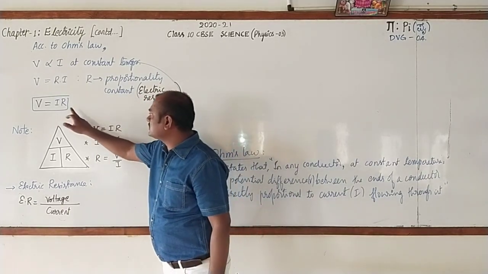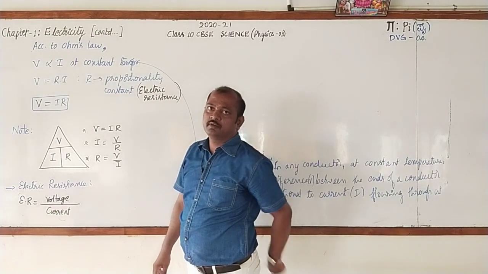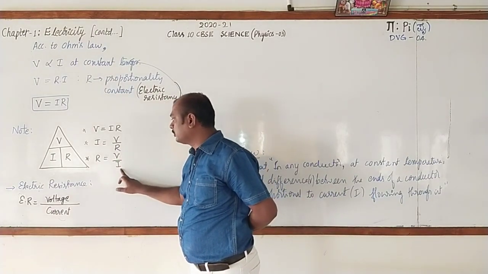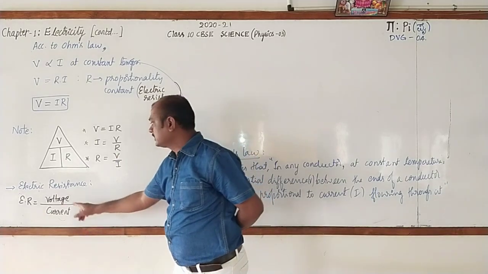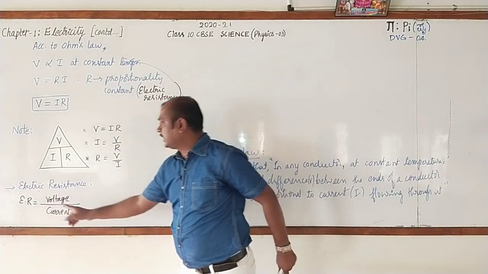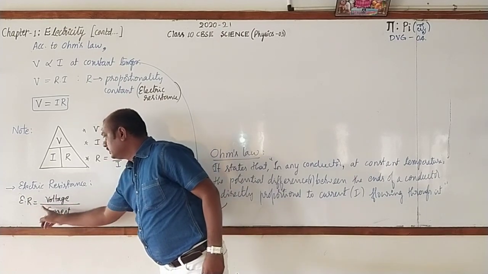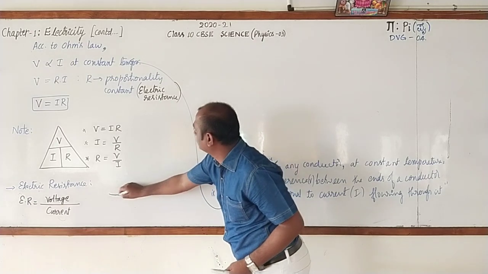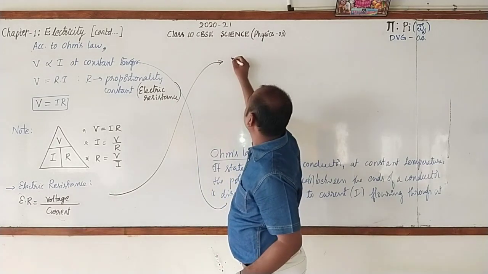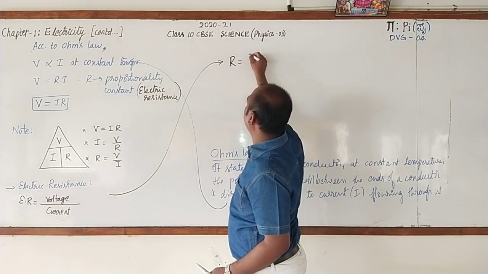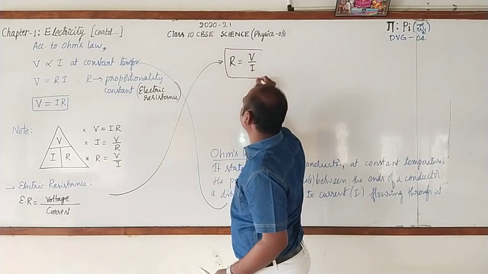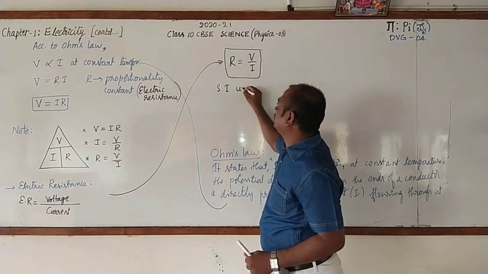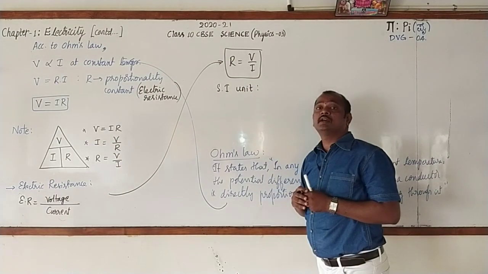Here, as I said, R is electric resistance. When you find out R, you will get V by I, where V is voltage and I is current. Hence, the electric resistance formula can be written as voltage by current. So, let me continue that here. R is equal to V by I. Then this electric resistance has a unit. We know what that SI unit is.